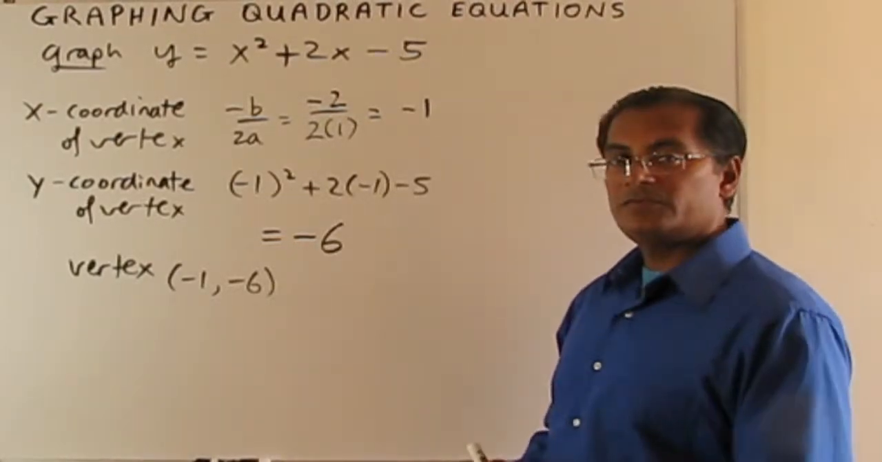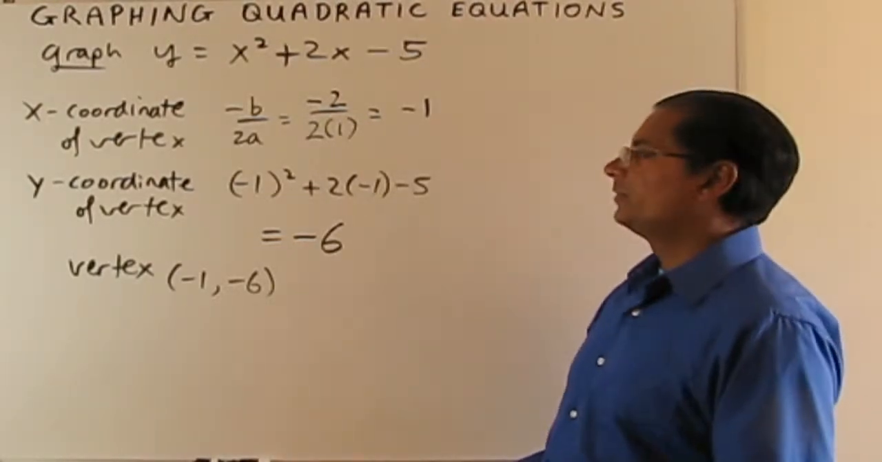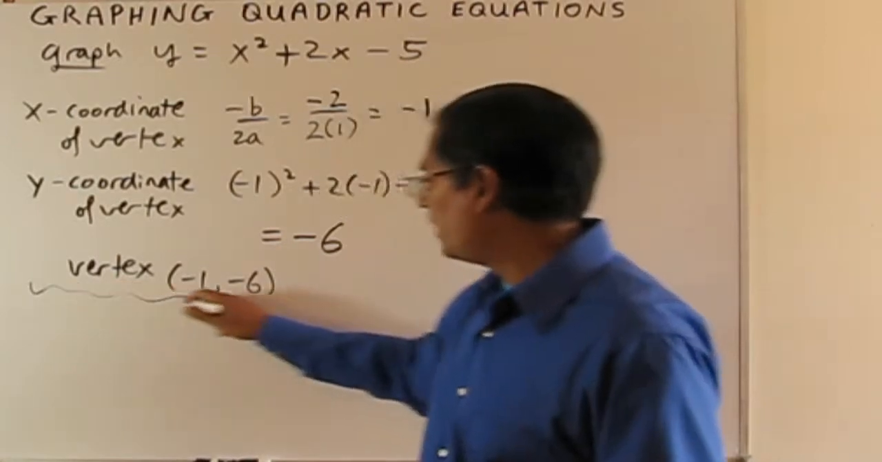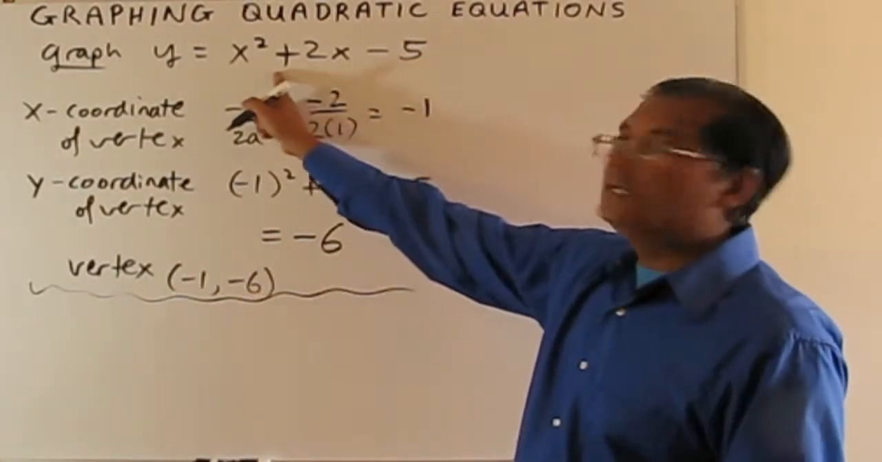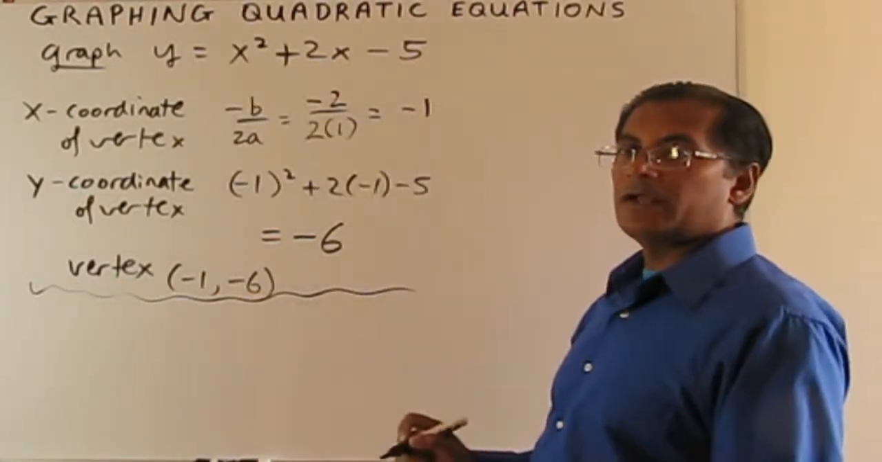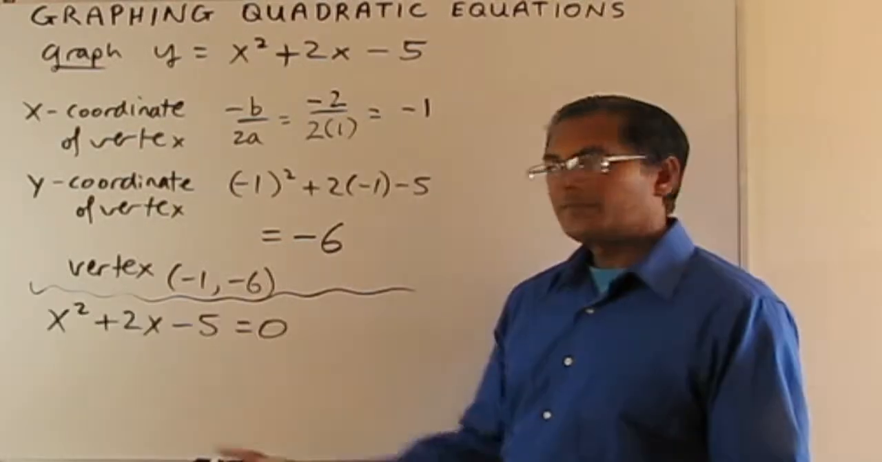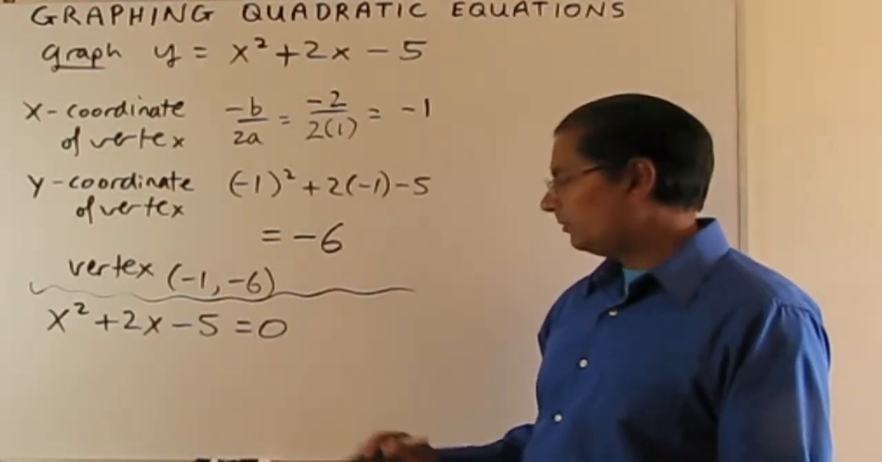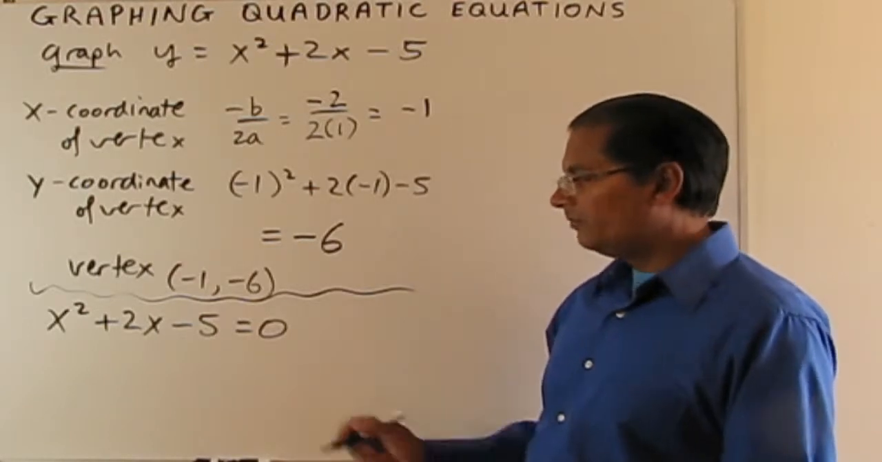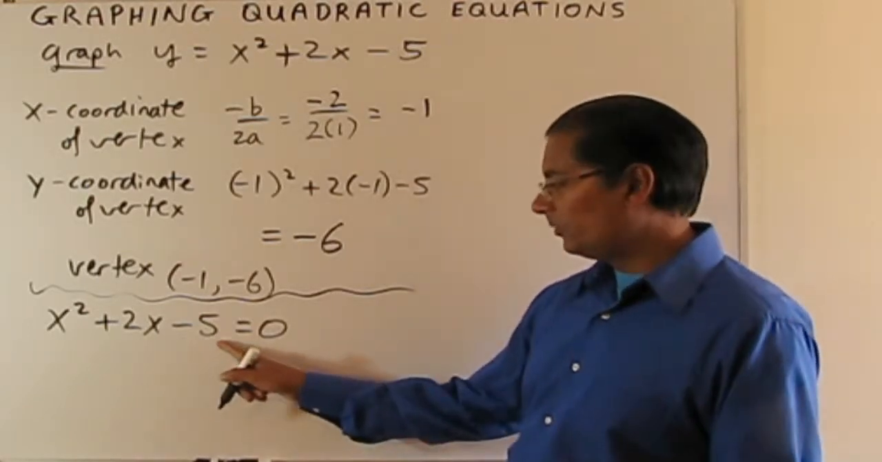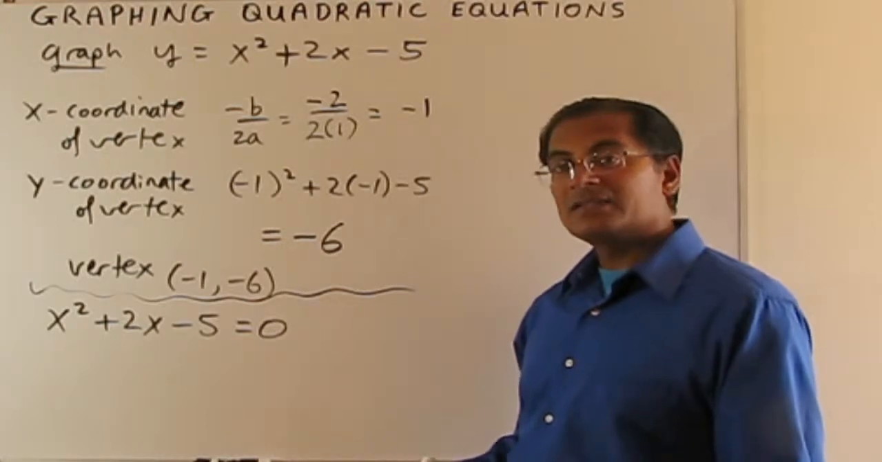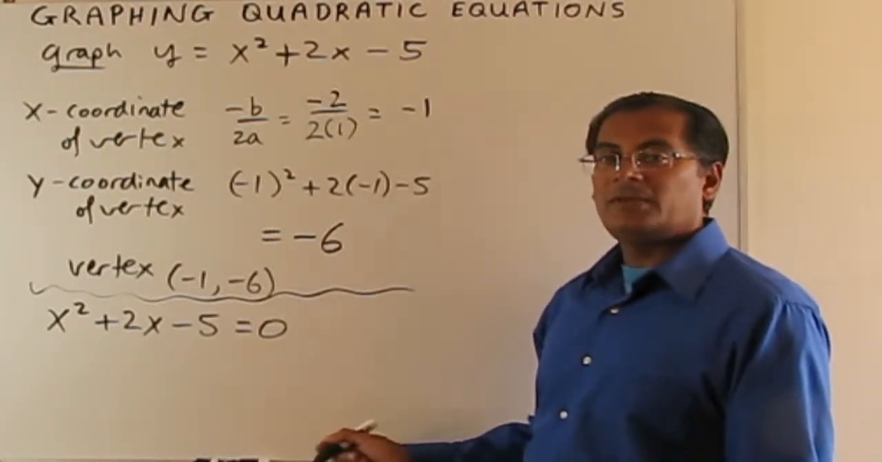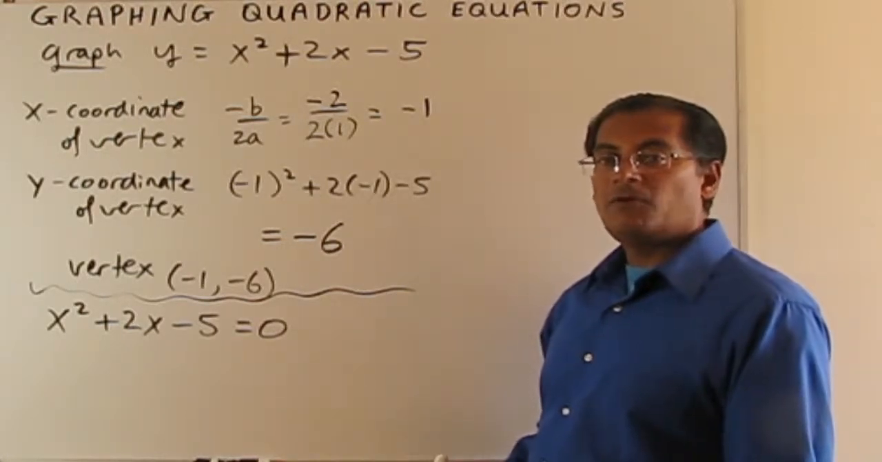The next step is to find the x-intercepts. To find the x-intercepts, what we have to do is set this equation equal to 0 and solve for x. In other words, we want to solve x squared plus 2x minus 5 equal to 0. Now we can try factoring this, but if you try factoring it a few times, you see that it actually can't factor. So the next step, if we can't factor, is to use the quadratic formula.